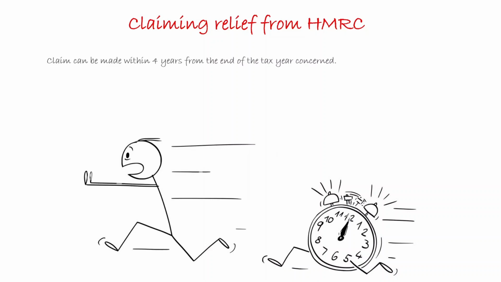If excess tax gets paid, can a relief be claimed from HMRC? Yes. The taxpayer can make the claim within 4 years of the end of the tax year concerned. Means for current tax year, claim must be made by 5th April 2027. Remember, claim can only be made for errors or mistakes done because of not understanding the law.